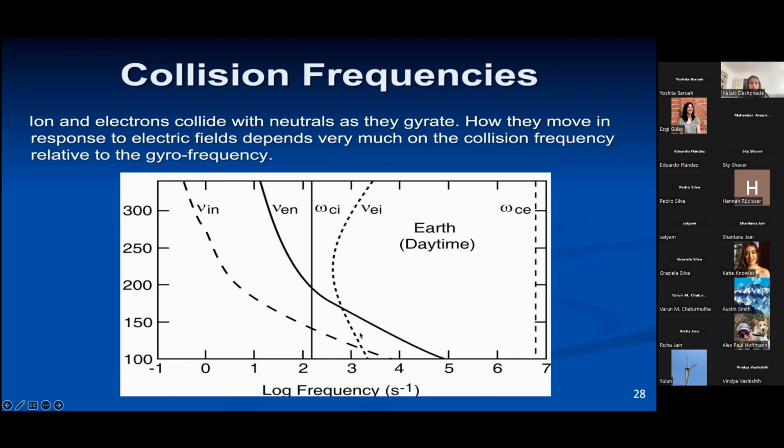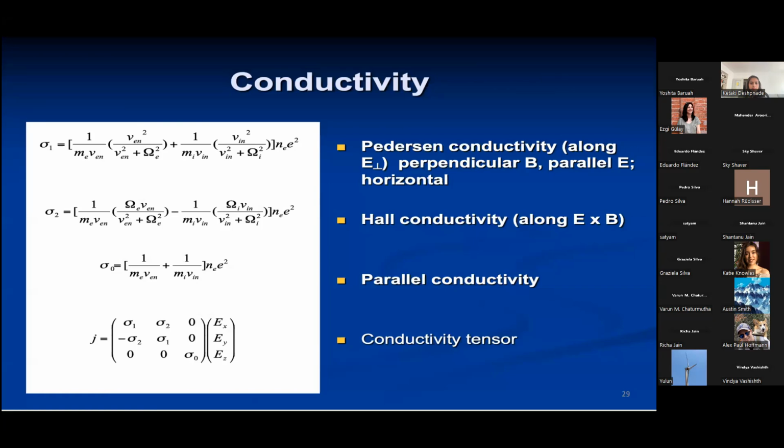Here you have the electron-ion conductivities, and you can see they change dramatically between 100 kilometers and 300 kilometers. So these are the reasons for some of the things we're seeing. We have the different conductivities, the Pedersen, which is perpendicular to B. It's given by this top one. We have the Hall conductivity, which is given here, and we have the parallel conductivity, which is given here. And finally, you express all this with the conductivity tensor.